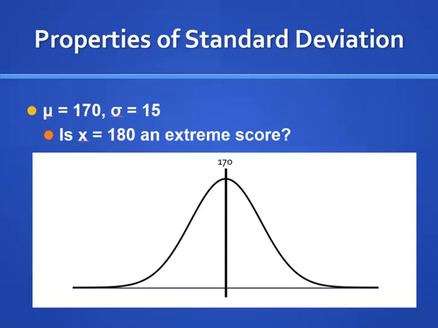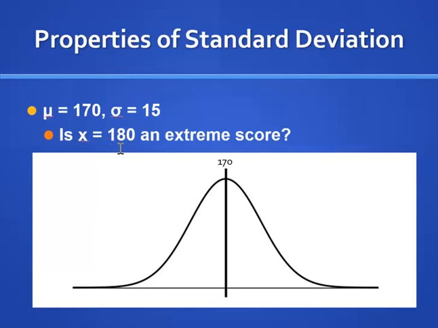Now, one of the ways that you can figure this out is you can start at this 170 mark, which is the mean, and you can continue to add 15. If you added 15 to this, you would get 185, and that would be 1 standard deviation above the mean. If you added another standard deviation to that 185, it might be over here. That would be a raw score of 200.